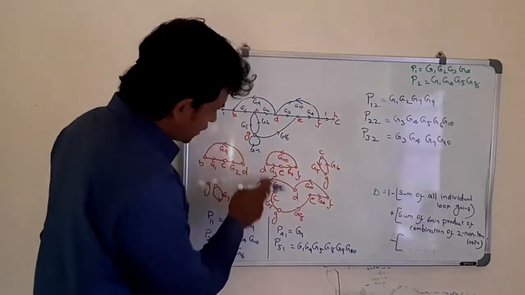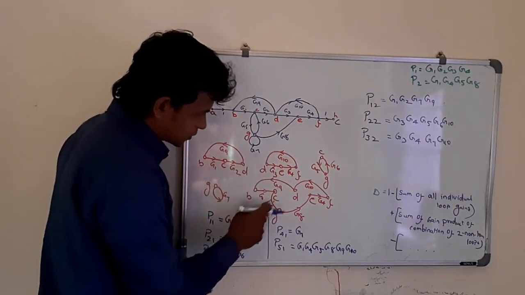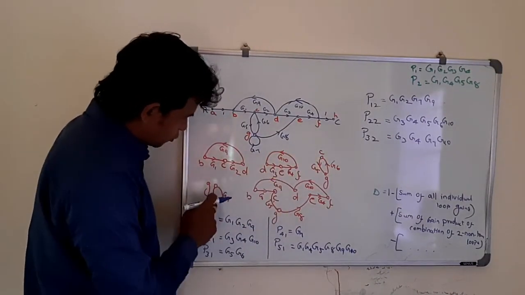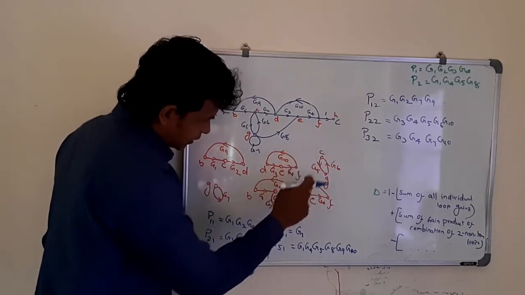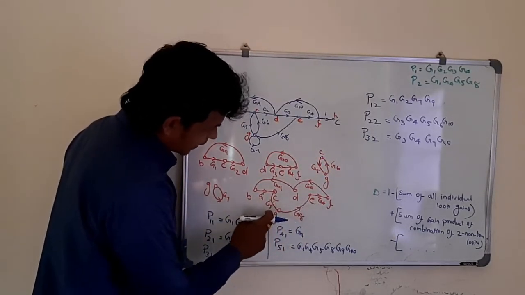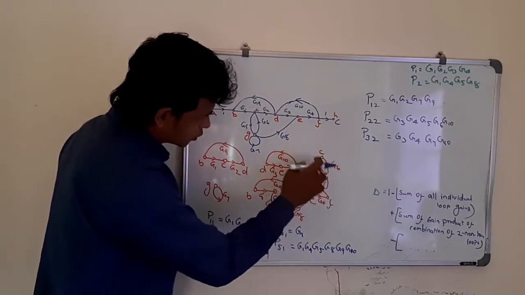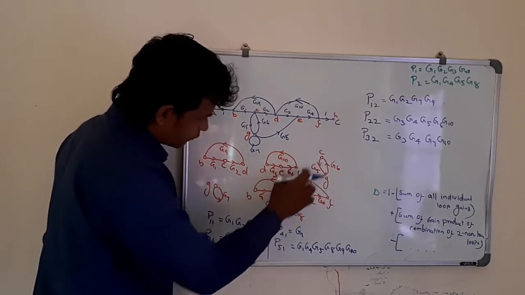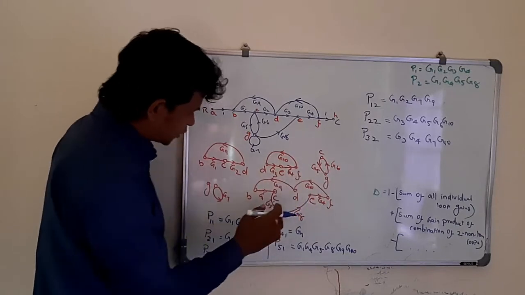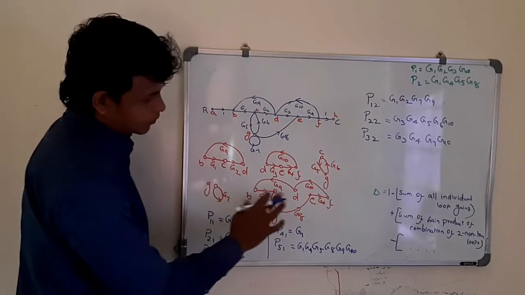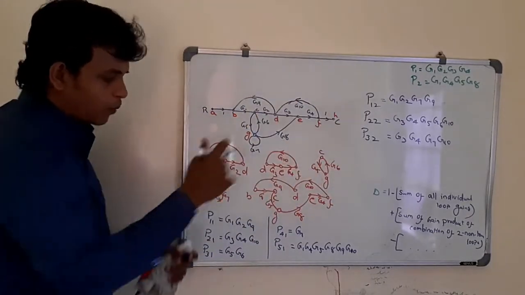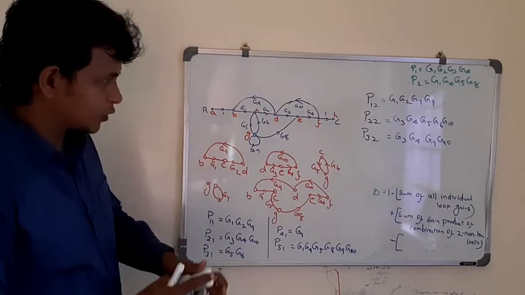And these two loops are touching loops. Comparing this loop with this loop, they have node G in common, so they are touching loops. Comparing this loop with this loop, again node G is common, and both node C and node G are common for both the loops, so they are touching loops. Comparing this loop with this loop, node G is common. So these are the possible combinations of two non-touching loops.